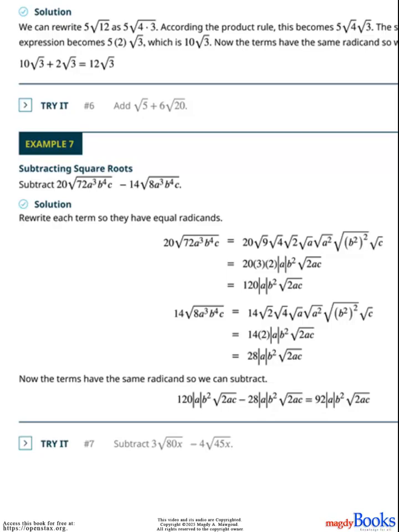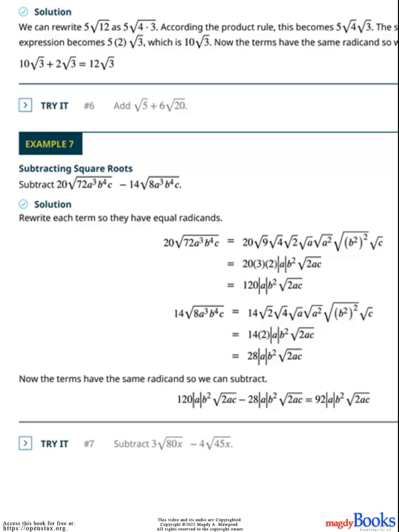14 square root of 8a cubed b to the power of 4 c equals 14 square root of 2 times square root of 4 times square root of a times square root of a squared times square root of (b squared) squared times square root of c, equals 14(2)a b squared square root of 2ac, equals 28a b squared square root of 2ac.